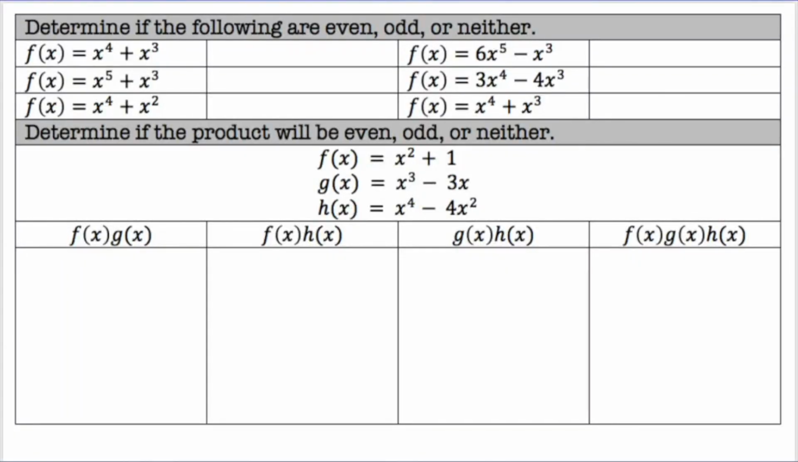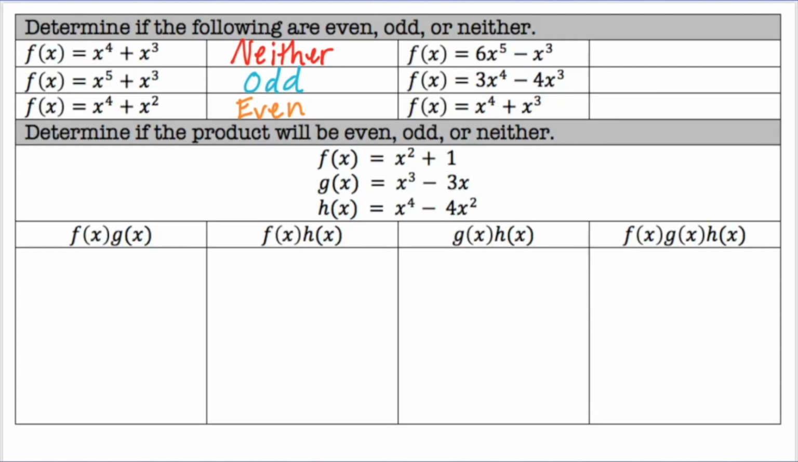All right, on this side, we need to determine whether it is even, odd, or neither. So taking a look at x to the fourth plus x to the third, well, that's an even plus an odd, so it is neither. And the next one, x to the fifth plus x to the third, that's an odd plus an odd, so when they're the same, it's odd. And the next one is x to the fourth plus x squared, so they're both even, that makes it even.